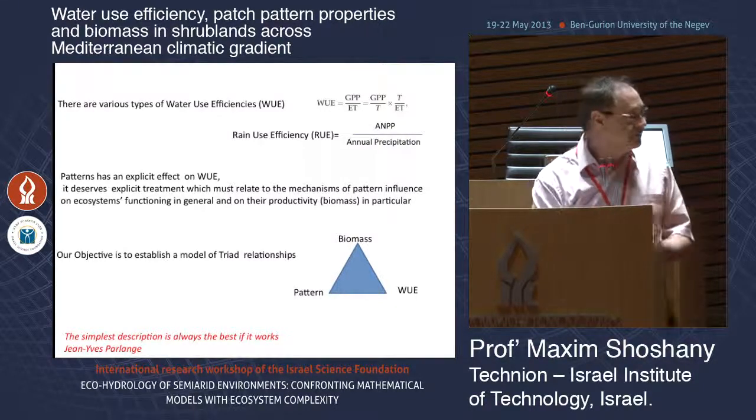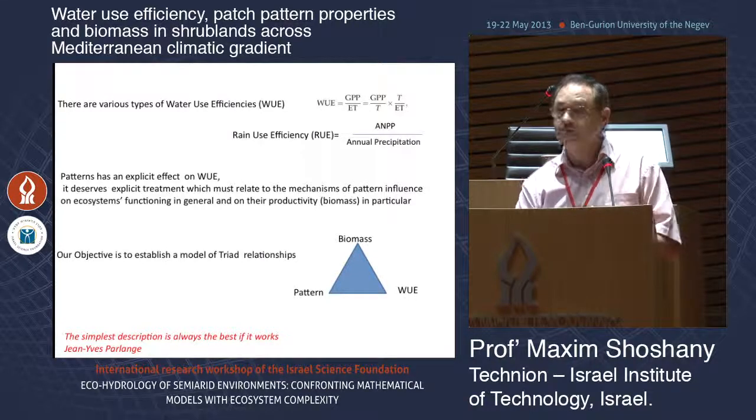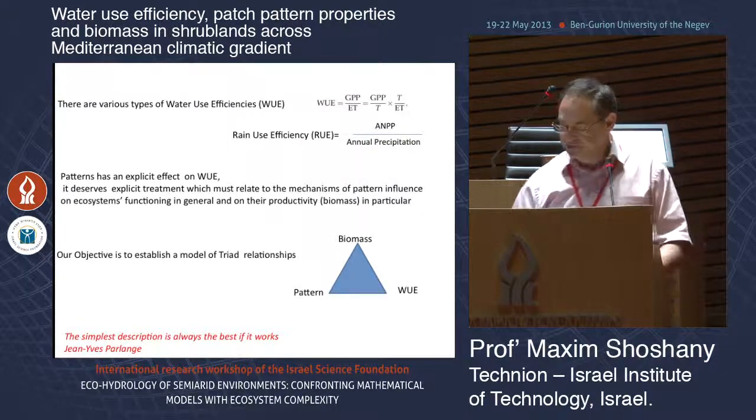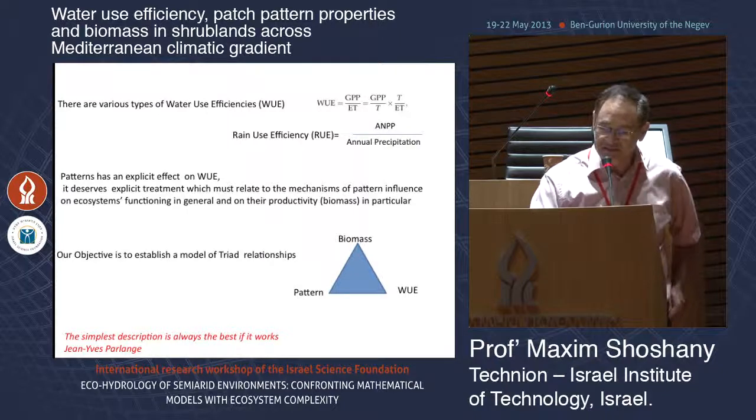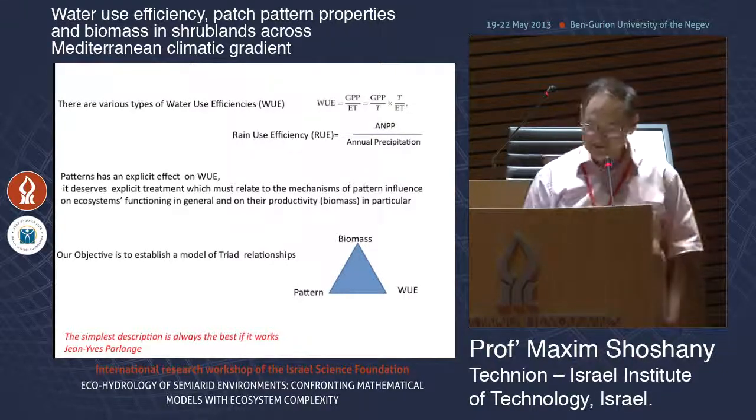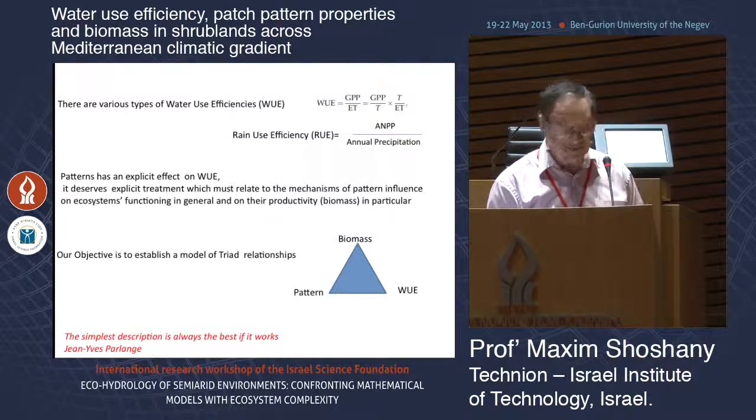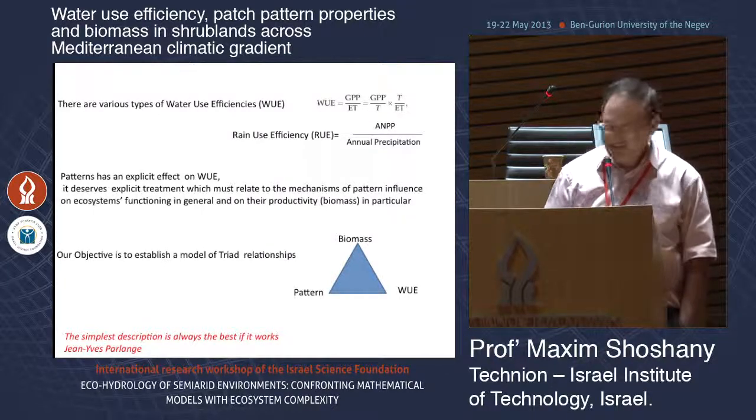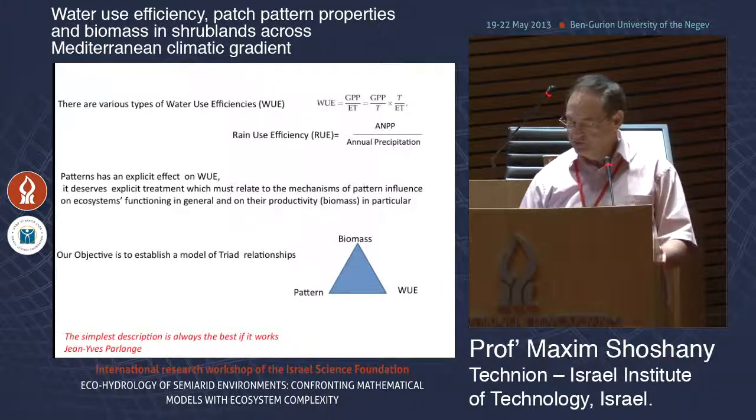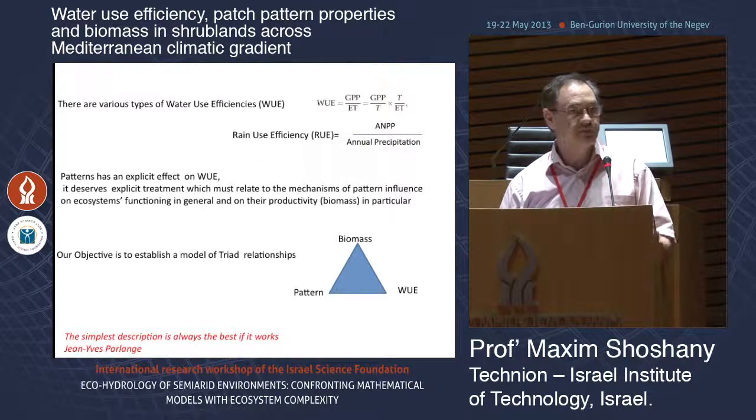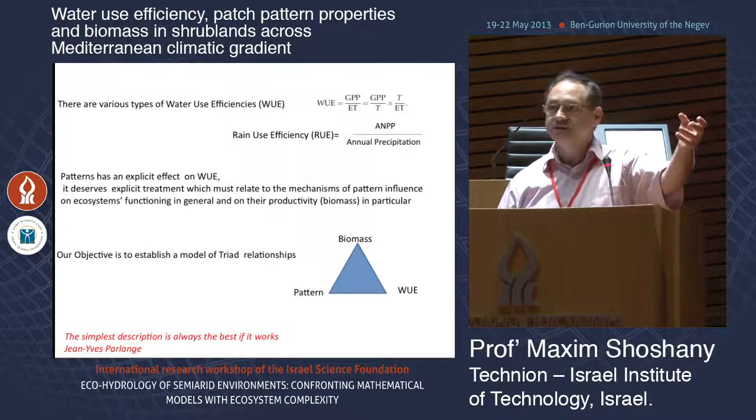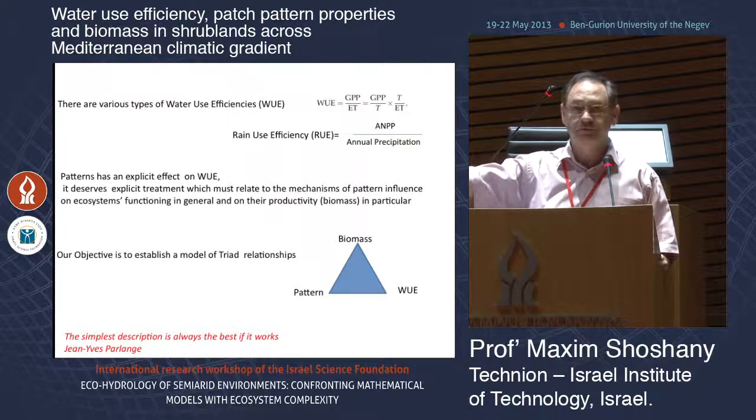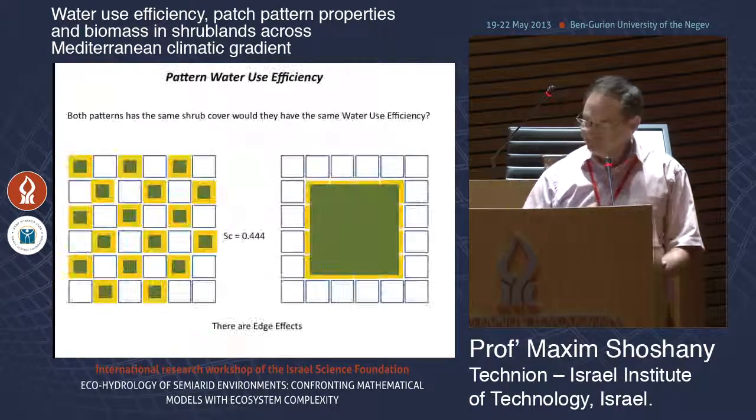So the objective of this talk is to establish a model of the triad relationship between pattern, water use efficiency, and biomass. And I would take the advice that you gave, that the simplest description is always the best if it works. You said it yesterday. You remember? Yeah. So that's what we try to do, to simplify the system, not oversimplify, and test if it works. So testing it means presenting a pattern water use efficiency on one side, and then assessing its empirical relationship with biomass on the other side.